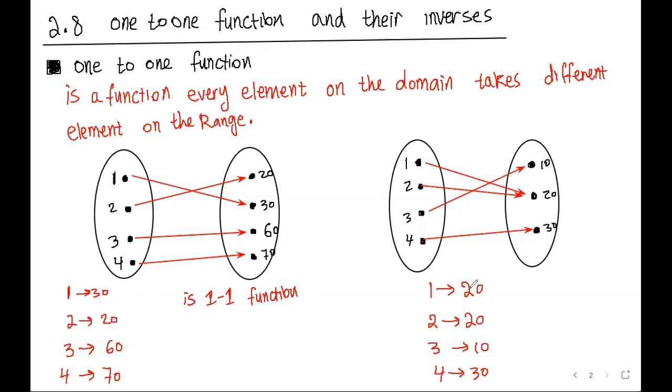But here, look, 1 goes to 20, 2 goes to 20. That's why the function is not one-to-one. 1 takes the 20, and number 2 takes also 20, because not every element in the domain takes a different element in the range. This means it's not a one-to-one function.